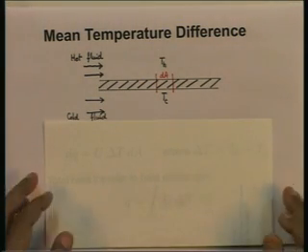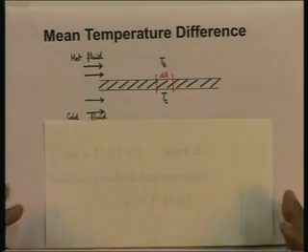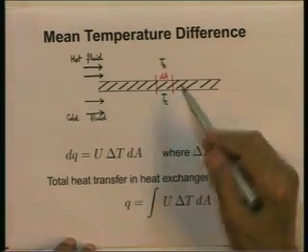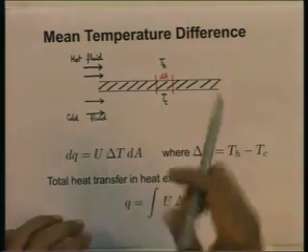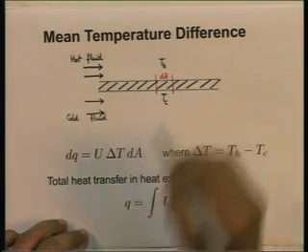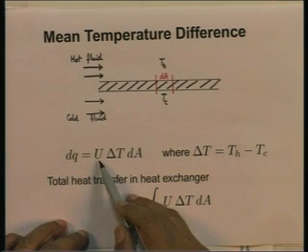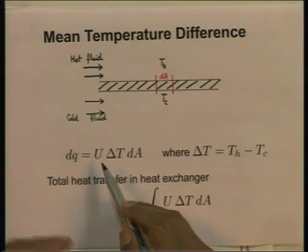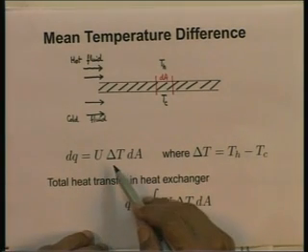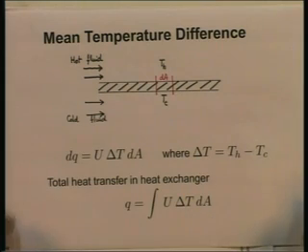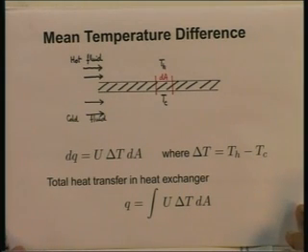Now, we know from our knowledge of heat transfer that the heat transfer rate dQ across this elementary area dA is given by U, the overall heat transfer coefficient, which may consider fouling, multiplied by Th minus Tc, which we are calling delta T, multiplied by dA. This is our expression for the heat transfer rate.